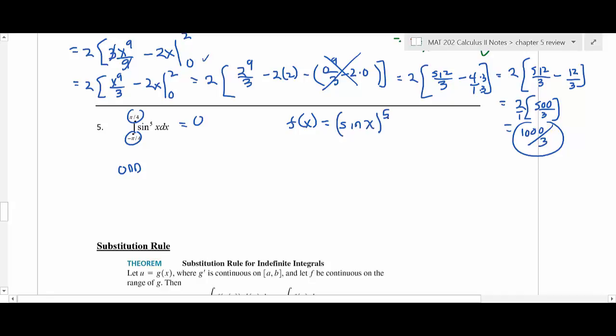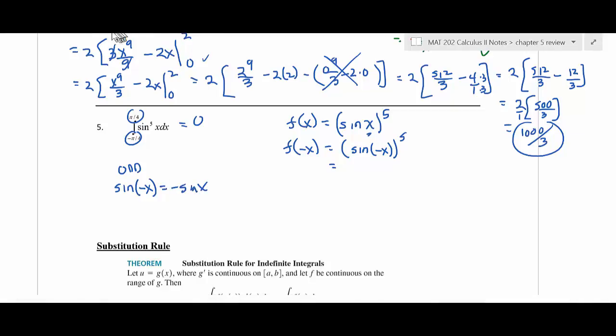It's the sine, the whole thing to the 5th power. If you do f of negative x, then what you're doing is you're replacing this x right here with a negative x to the 5th power. Now, one thing you learn in trig is what are called even and odd identities. An identity for sine of negative x, since it's an odd function, is that it's equal to negative sine x. So this whole thing right here technically gets replaced with negative sine x to the 5th power like that.